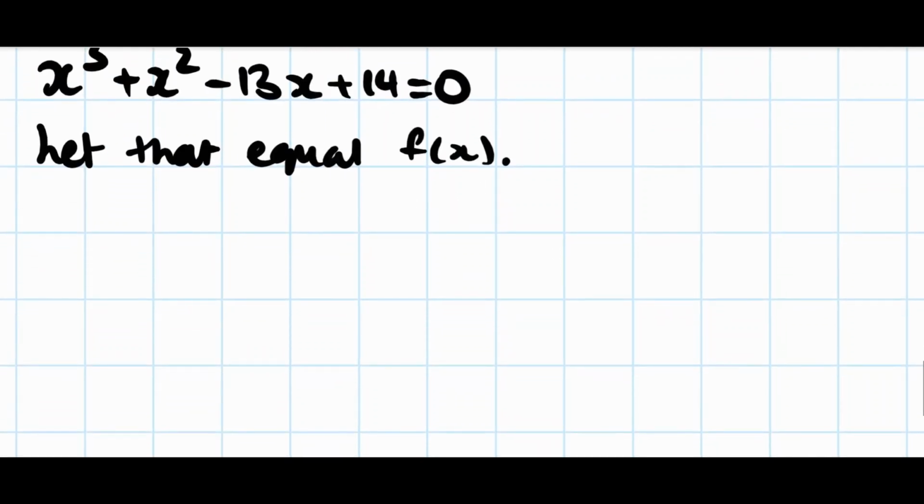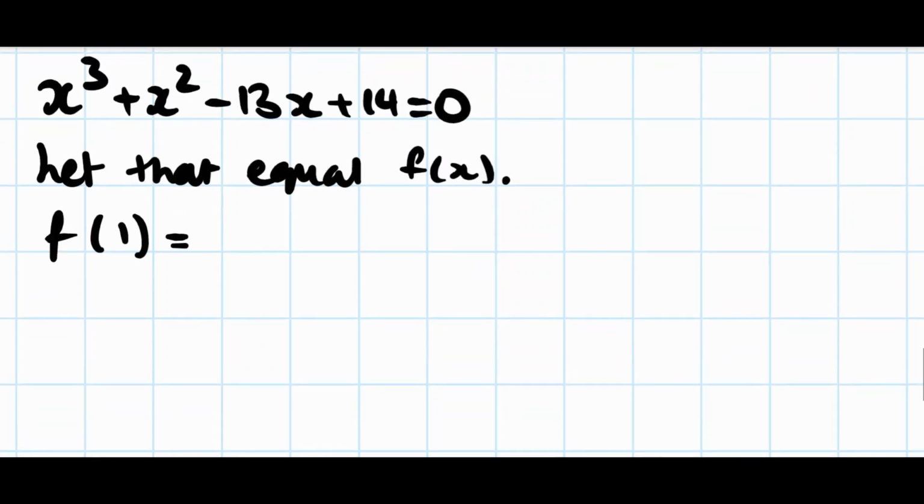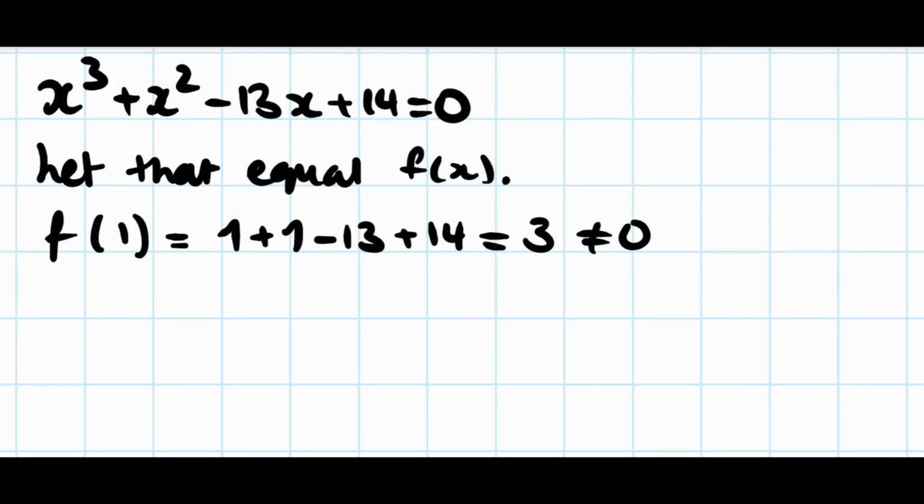And so to do this type of question, we're going to have to look at the first root that we can try out. In here we might be using different x coordinates to see which one brings this to 0. So let's try x equals 1. f of 1 is equal to 1 plus 1 minus 13 plus 14, which is 14 minus the 13 plus the 1 and the 1, which would be 3, which is not equal to 0. So let's try x equals 2.